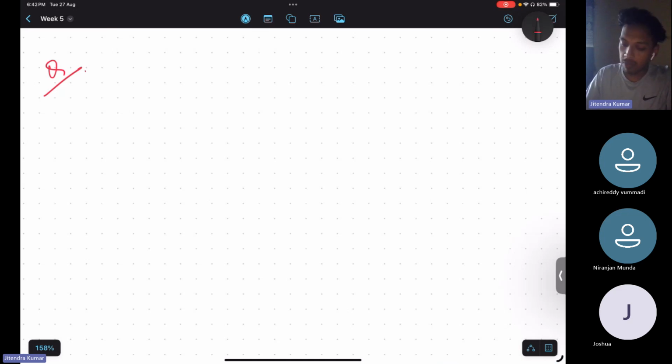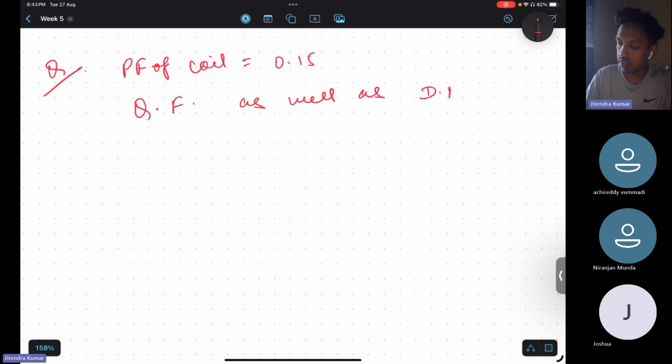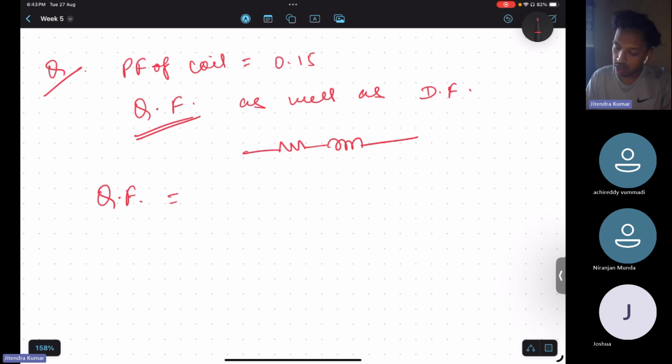So we are given the power factor of the coil is equal to 0.15. We need to find out the quality factor as well as the dissipation factor. Since in this question it is mentioned as a coil, it must be a combination of resistance and inductance. Now how to calculate the quality factor? Quality factor is nothing but tan theta, and theta is the power factor angle, and the power factor is given.